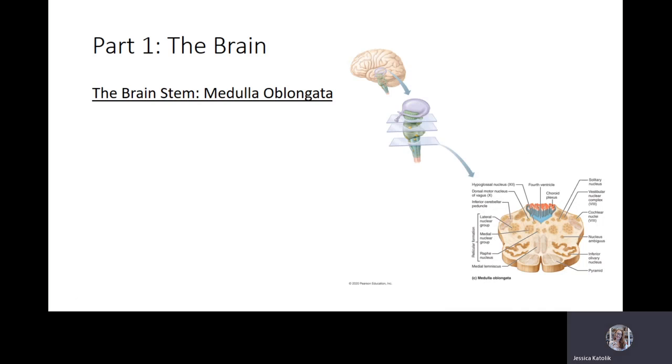Now what we're going to do is look at the structure and the functions of each of these regions. The diagrams that I'm going to be using are going to be transverse cross-sections of the brain stem. And we're doing these transverse cross-sections because it's going to show specific regions that are in the medulla oblongata, the pons, and the midbrain that are going to be important later on in this lecture.